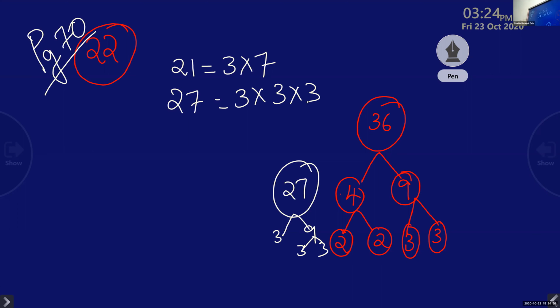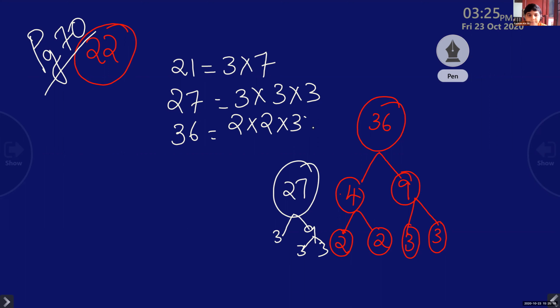So you have to see whether there are any composite numbers. If any composite factors are there, you have to divide that again. So after that, 27 and 36. 2 into 2 into 3 into 3.